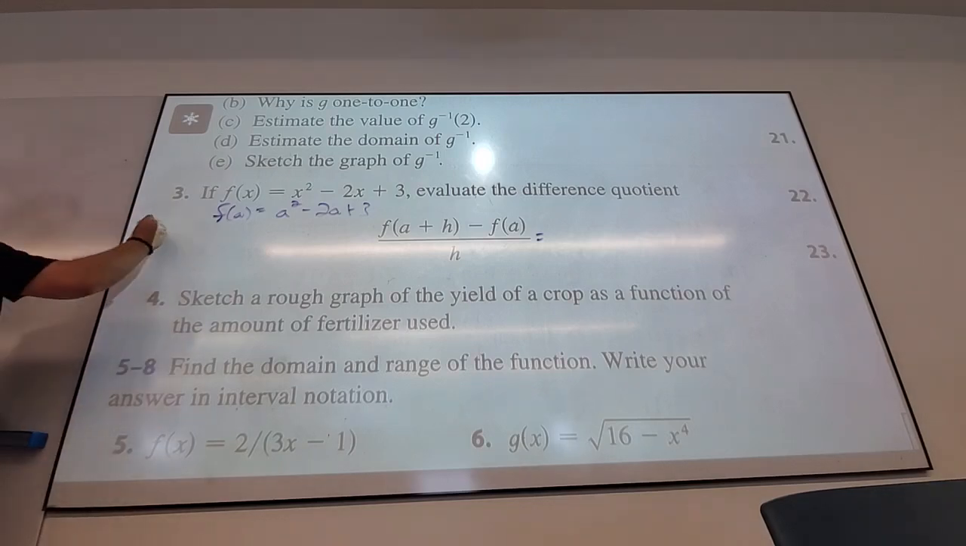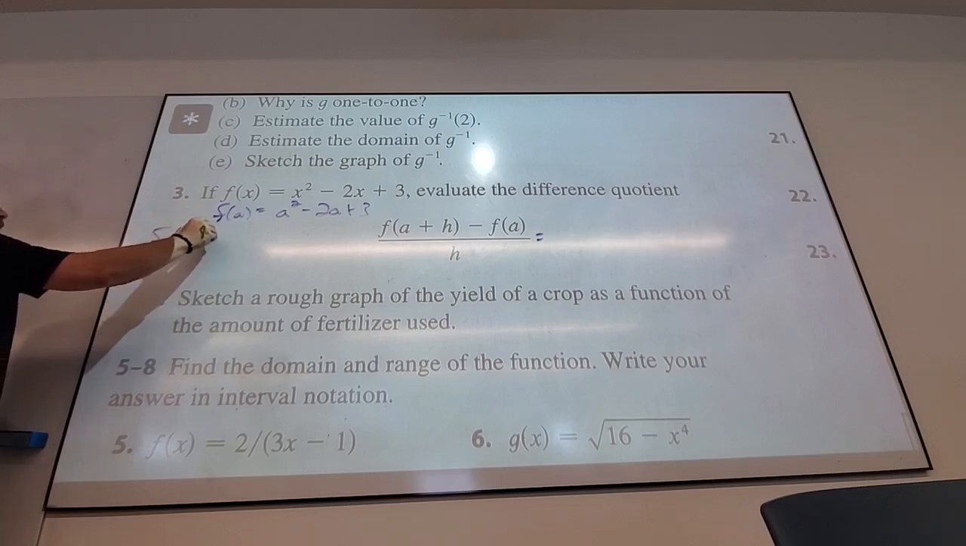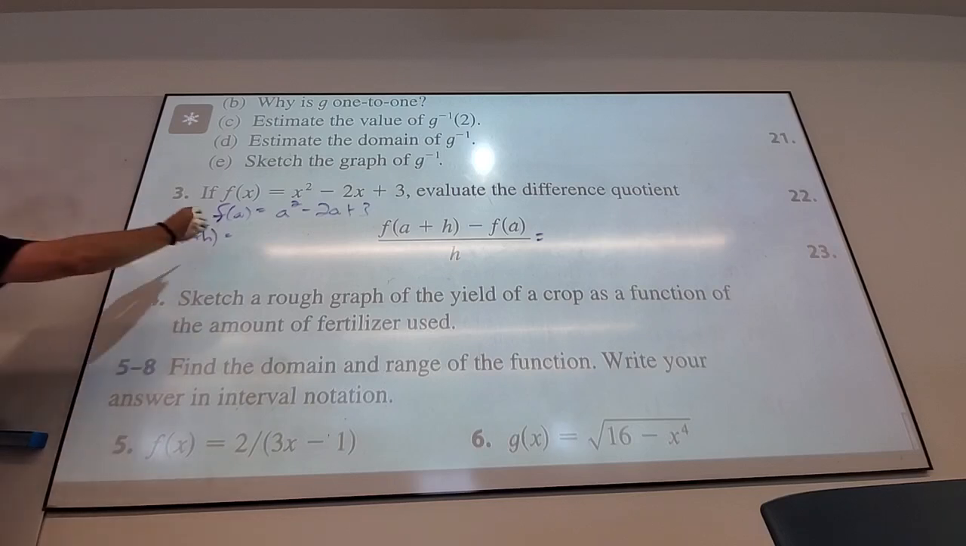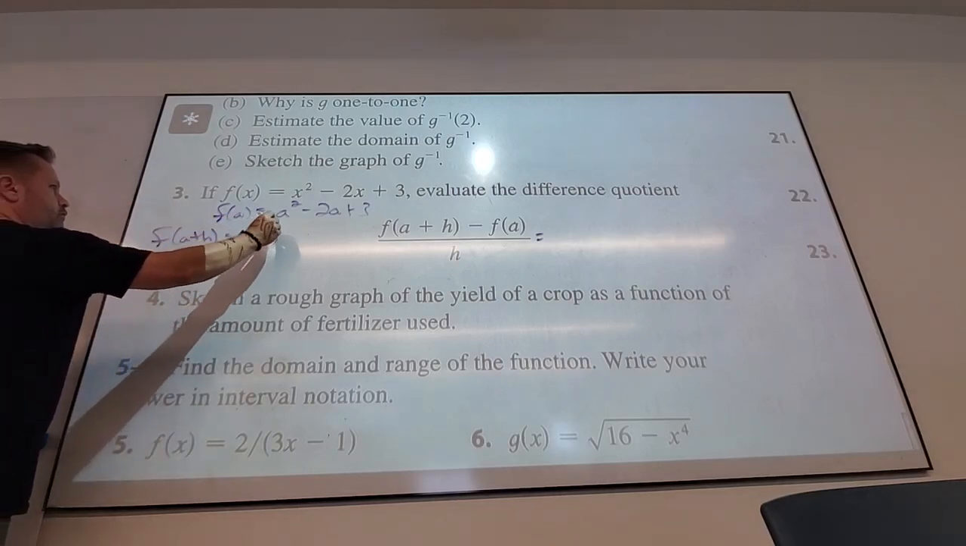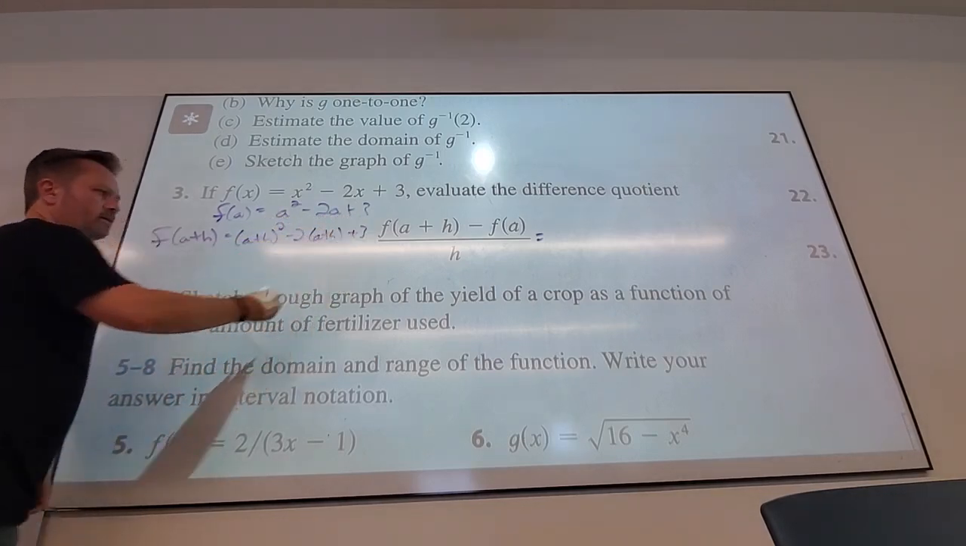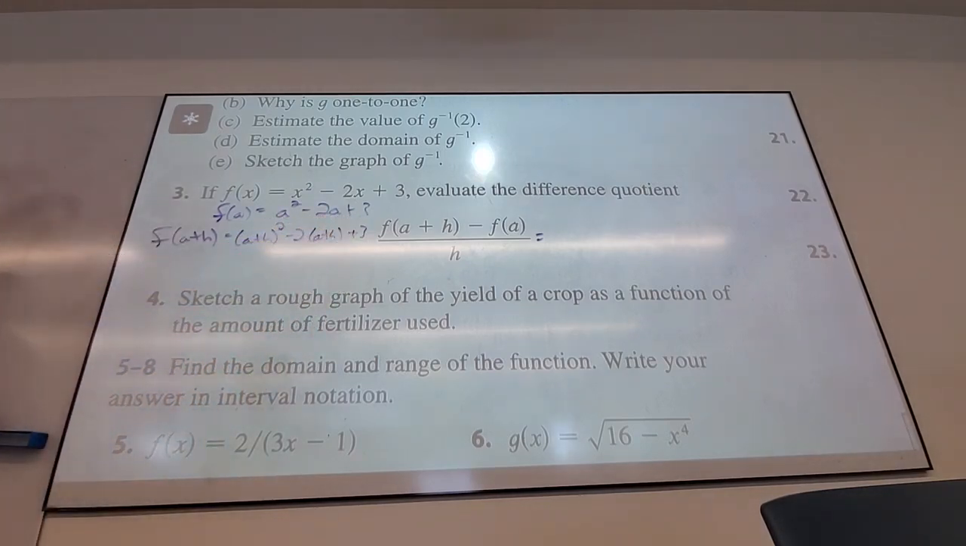So what's f of a plus h? Replace x with a plus h. A plus h, the whole thing, right? Because that's what's in there. So I get a plus h squared minus twice a plus h plus 3. And then I've got some simplification to do, right? The f of a was easy. There's no like terms, it's just a squared minus 2a plus 3. Thank you, f of a. F of a plus h.